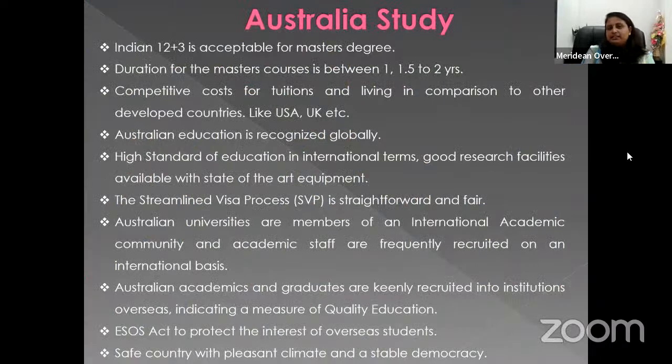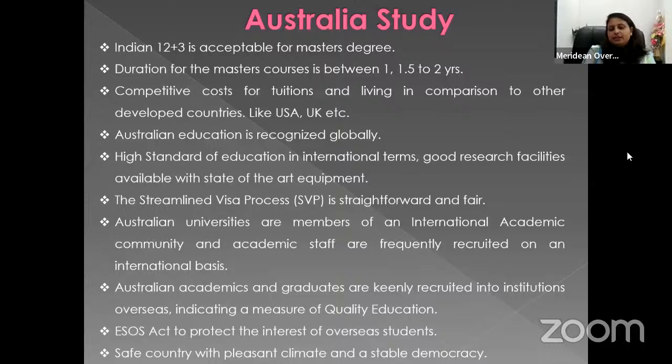Some points on why study in Australia. An Indian bachelor's degree is acceptable in Australia, and 10+2 students can also enroll for the bachelor's program. Master's course duration is from 1 year to 2 years. Tuition and living costs are competitive in comparison to other countries like the UK and USA. As we discussed before, Australian education is recognized globally. The process from application to visa is very streamlined, which is why we call it a streamlined visa process.